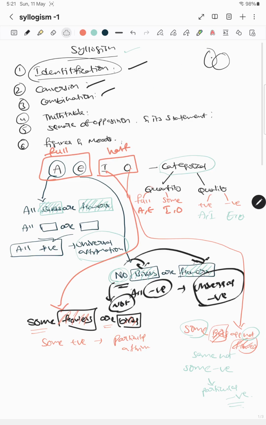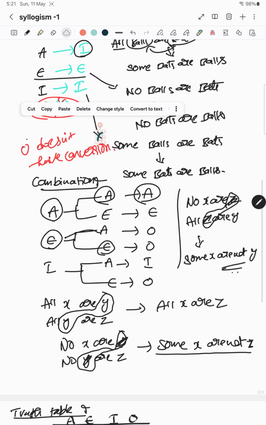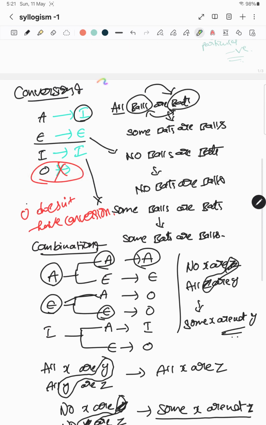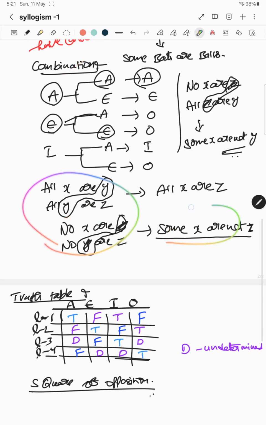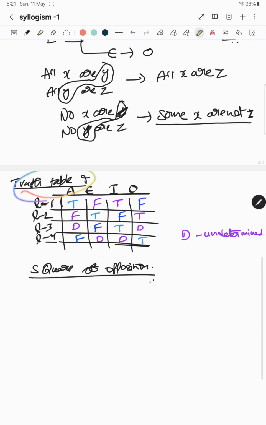So today we have revised identification. Today we have revised conversion and combination, and a few problems of conversion, combination and truth table. The major part is the truth table. So just go through all of this video once again and solve a few more problems, then you will gain confidence over it. So D means undetermined. Undetermined problems we will see in the next video also.